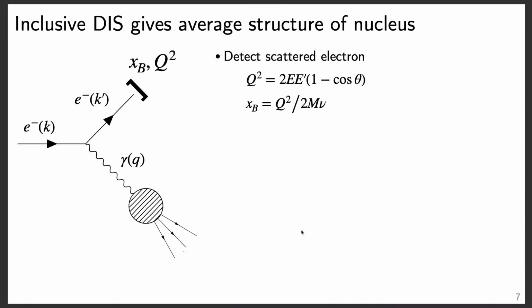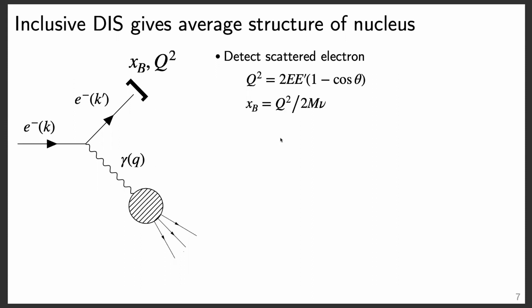Now one limitation, most of what we know about the EMC effect has come from inclusive DIS. And inclusive DIS gives you the average structure of the nucleus. As Abe was talking about in his talk, this is a very attractive method of performing measurements, because by just measuring the scattered electron, you can reconstruct basically everything that there is to know about the interaction. You can calculate Q squared, which tells you the scale of the interaction. This has to be high enough so that you're actually resolving the quarks within the nucleus.